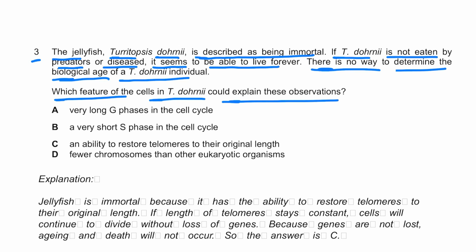This is because of the telomeres. If the cells of an organism contain an enzyme called telomerase, it will keep topping up the telomeres, and the telomeres will not shorten. What happens during DNA replication is that the telomeres shorten because the DNA polymerase does not copy the DNA till the end. So some length of the telomere is lost and the telomeres shorten.